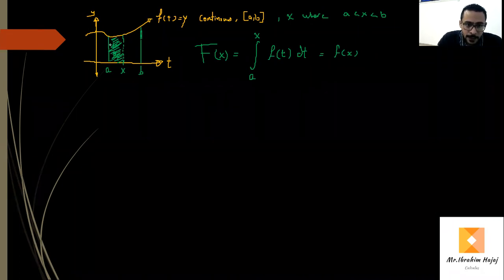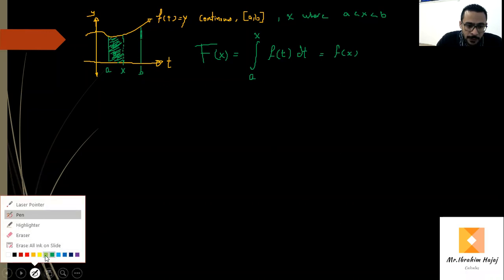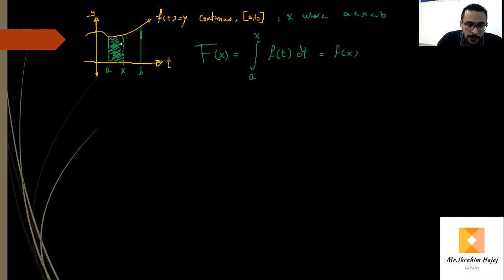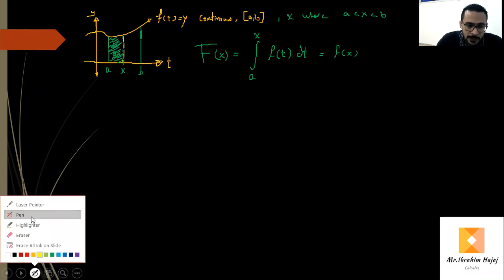Yes, it's f of t, not f of x. That's why it's called a dummy variable, and that's why we draw here this x between a and b. So x is a changeable variable. That's why we name this axis as t. This is the Fundamental Theorem of Calculus.